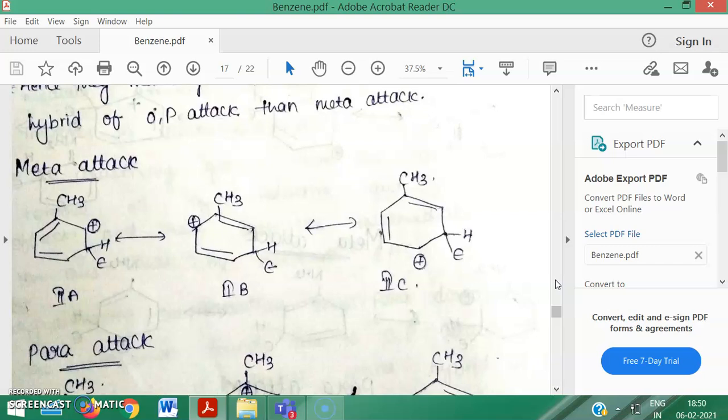But halogens direct ortho and para attack. Why? Even though these halogens are deactivating groups, taking electrons from the benzene ring by the inductive effect, they themselves can bear the positive charge and give more stable hybrid structures. 4 hybrid structures form in ortho and para attack, but only 3 hybrid structures form in meta attack. That's why halogens have the ortho para directing property. This is about the total benzene class.